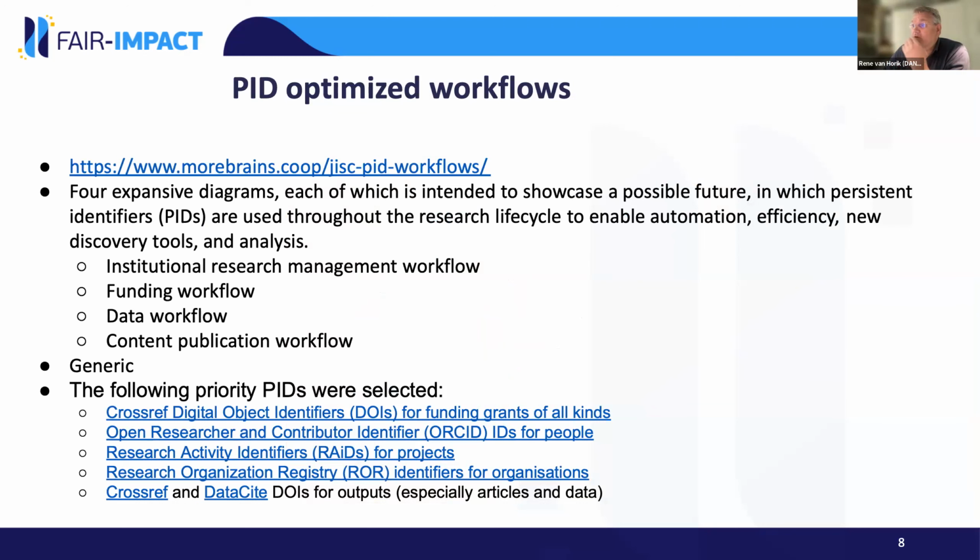They are also giving us an interactive workflow for research management, for funding, for data, and for the publication. The following PIDs were selected: the Crossref DOI, the ORCID for people, I already mentioned them, the RAiD for projects, the Research Organization Registry, and again Crossref and DataCite DOIs for articles and data. I really recommend taking a look at it, and I just want to mention them here briefly.